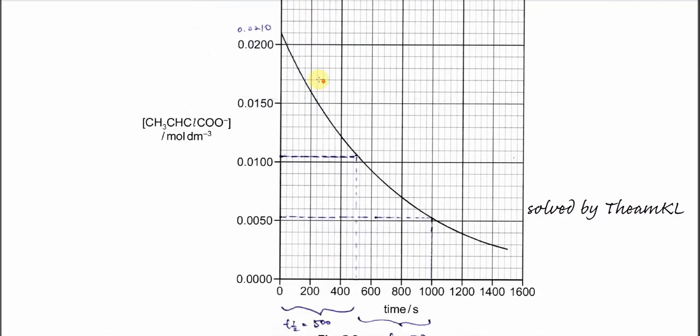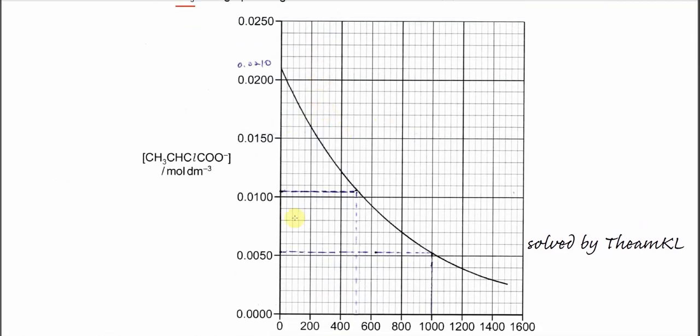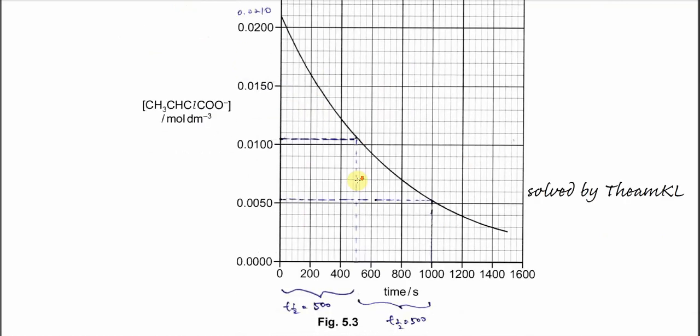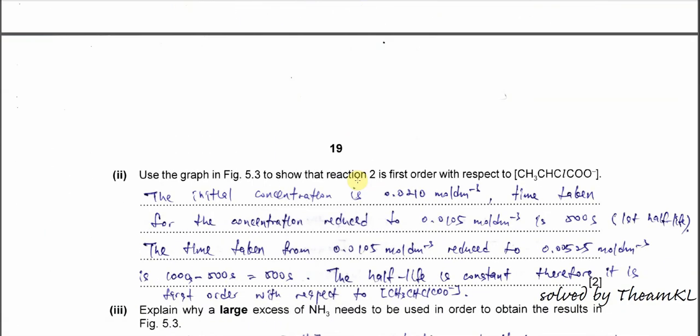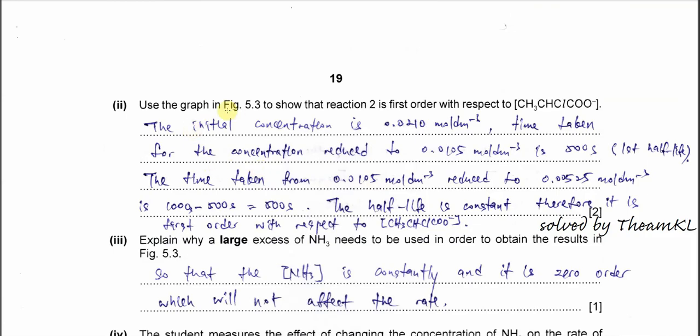So this is a graph. From this graph, later we will discuss it, to prove that it's first order. Okay, later we'll come back to this. Now, use the graph in figure 5.3 to show reaction 2 is first order with respect to this anion, this carboxylate. How do we show that it is first order? When all the half-lives are constant. Half-life constant means that it is first order.